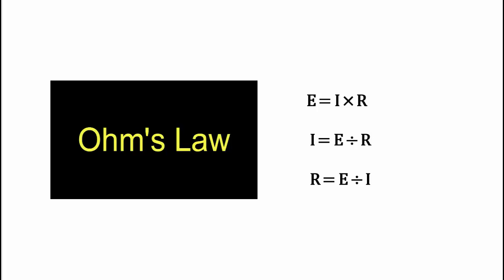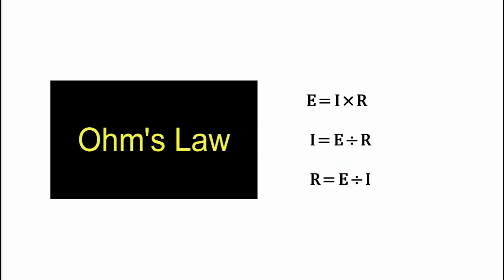So if I'm trying to calculate E, and I know I and R, the formula would be E equals I times R. If I'm trying to calculate the current I, and I know E and R, then the formula is I equals E divided by R. If I'm looking for R, and I know E and I, the voltage and current, then the formula is R equals E divided by I.